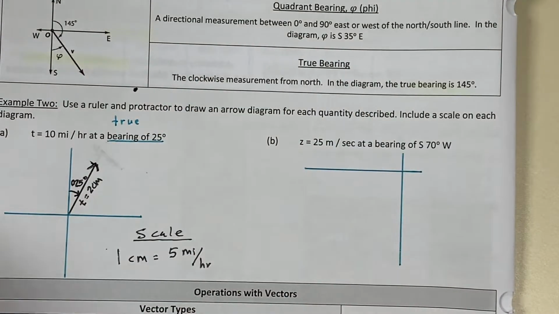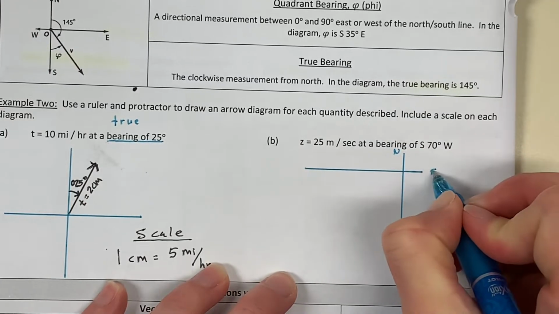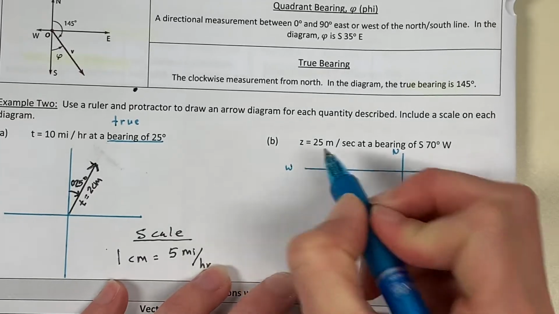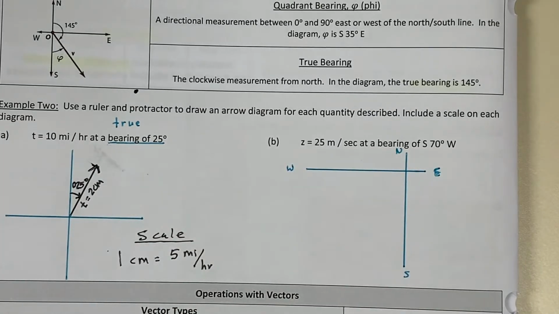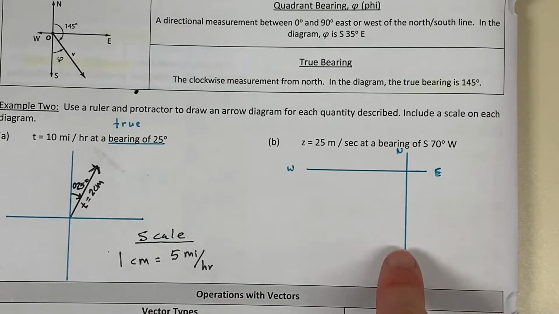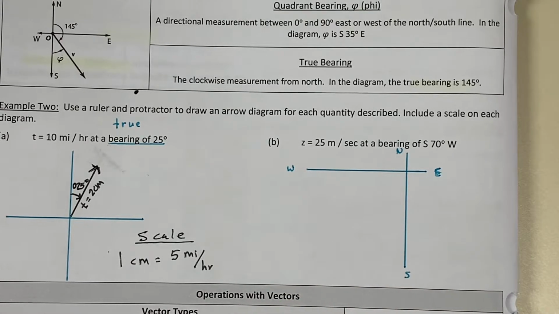So here's my coordinate plane, and I know that this is north, east, south, and west. I want 25 meters per second at a bearing of south 70 degrees west. So it means I start south and I'm going to go 70 degrees in the westerly direction.